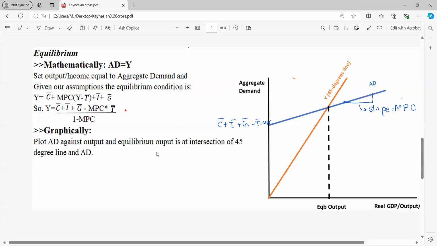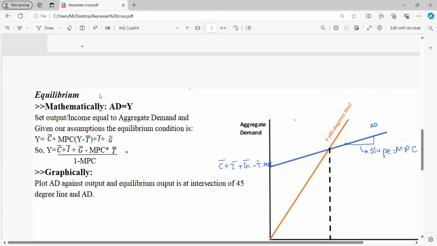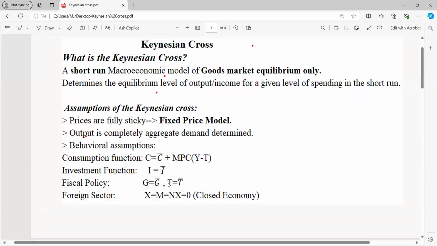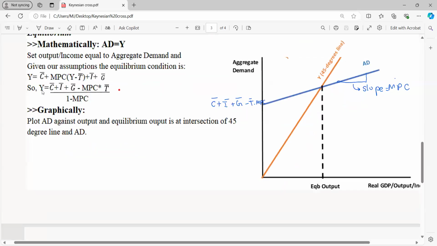So this is in general that the equilibrium is where AD is equal to Y, but given the assumptions that we made, once we plug in the aggregate demand function, using the assumptions we had, equal to Y, you can solve for Y. So for this particular model, given this set of assumptions, this is our output level.